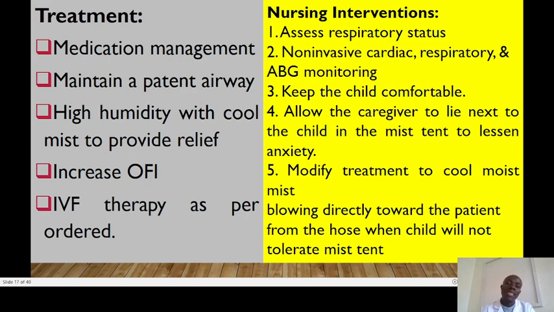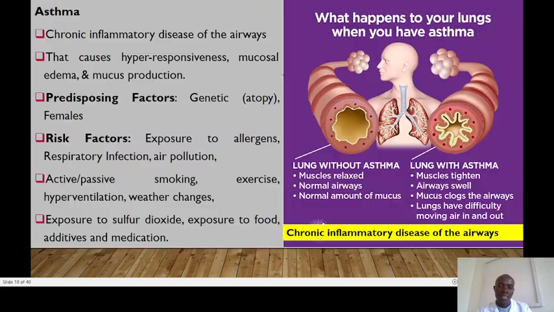So remember to assess respiratory status, do non-invasive cardiac and respiratory ABG monitoring, and keep the child comfortable while allowing the caregiver to lie next to the child in the mist tent to lessen anxiety. You have to modify the treatment to cool, moist mist blowing directly towards the patient from the nose when the child is not able to tolerate the mist tent.